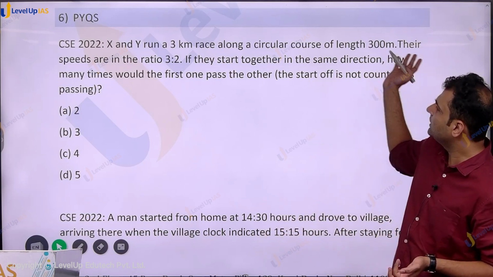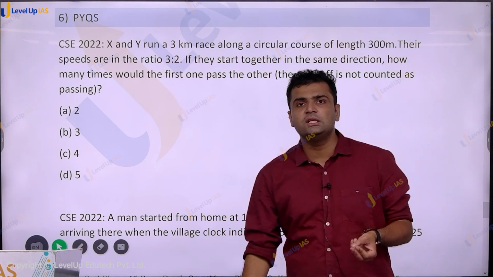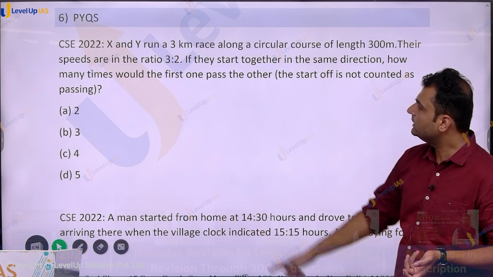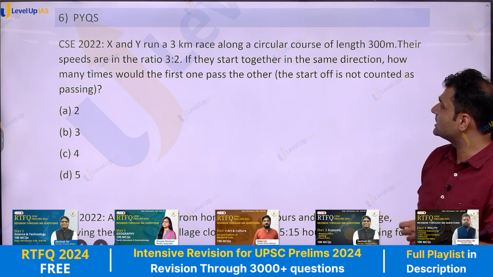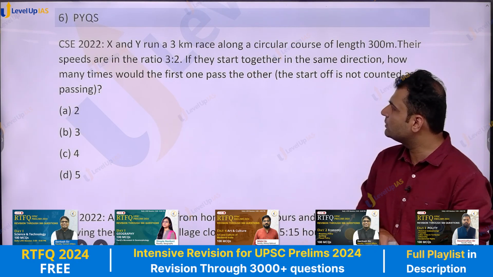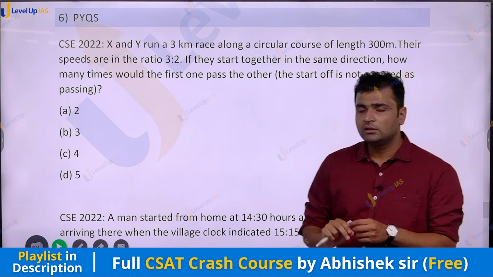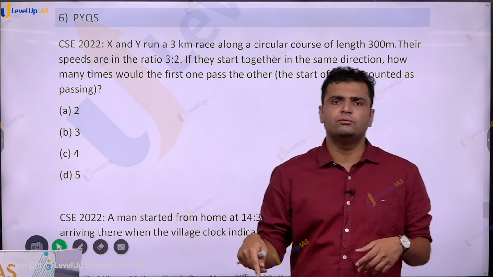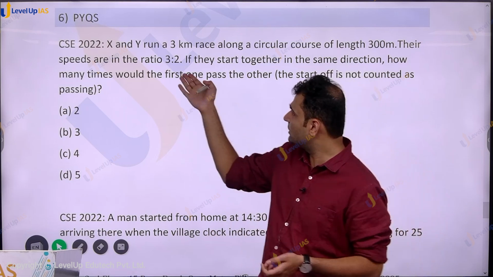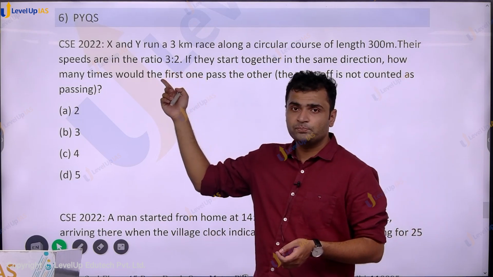Question then says that their speeds are in the ratio of 3 is to 2. And then it says if they start together in the same direction, how many times would the first one pass another? And the start is not counted as a pass. How many times will the faster person cross? You can observe that the ratio of speed is 3:2.